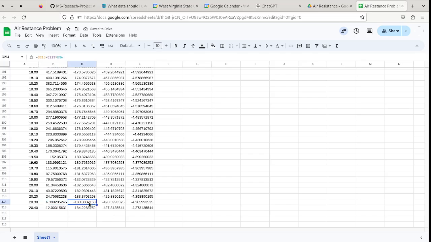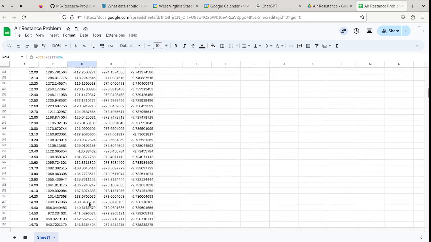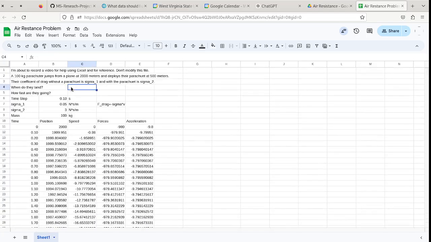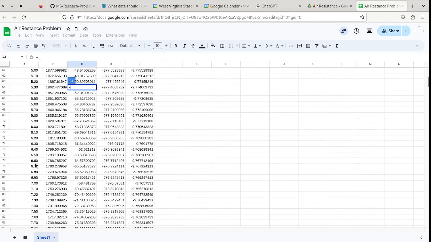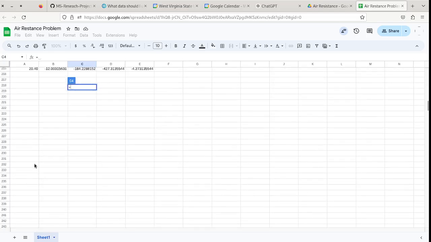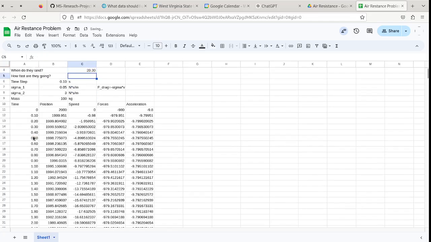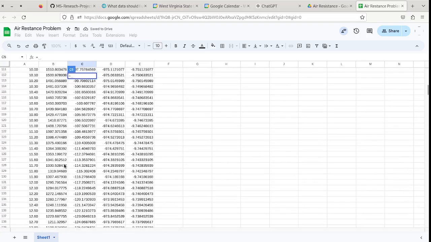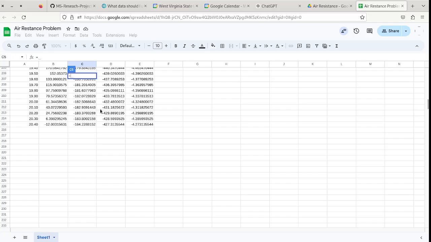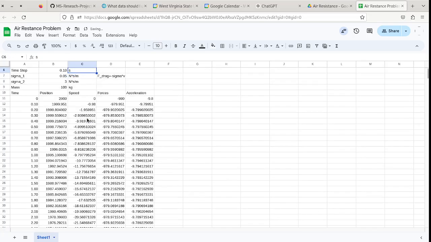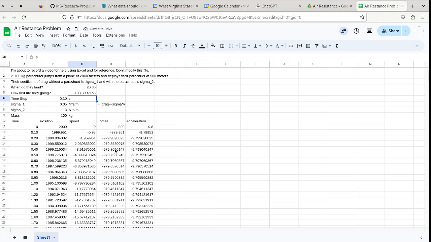So now I will go ahead and take this, when do they land, and say equals this time. And how fast are they going? They're moving this fast. Obviously this is not a happy result for our parachuter. They're going to want to have a word with the designer of their parachute and say, you have failed miserably at this.